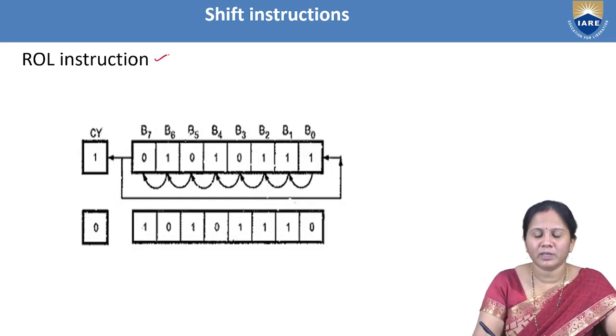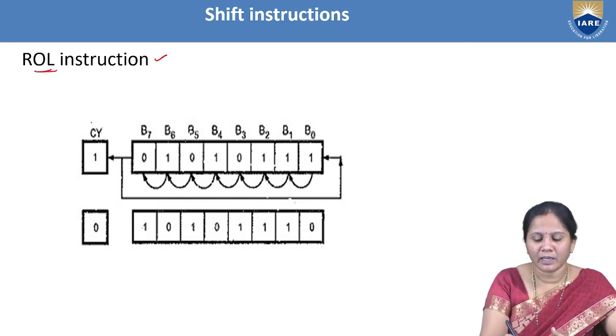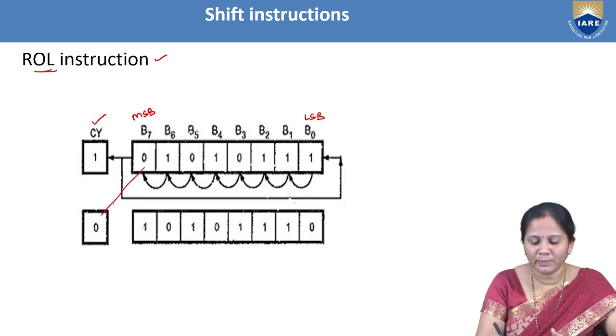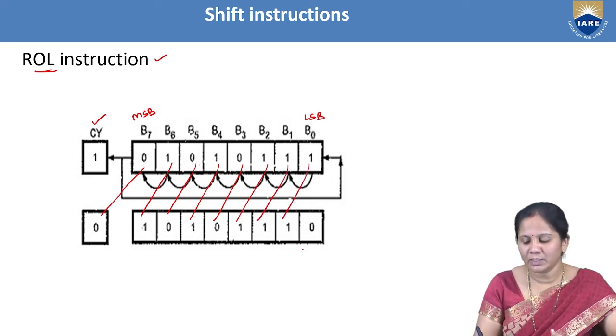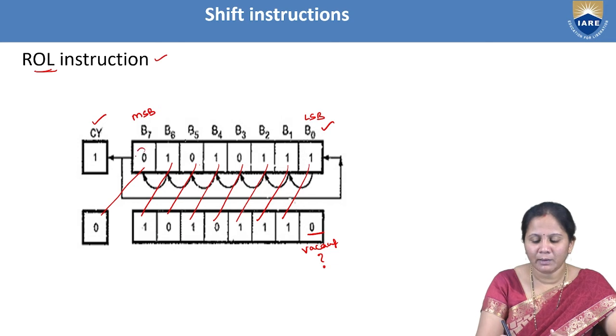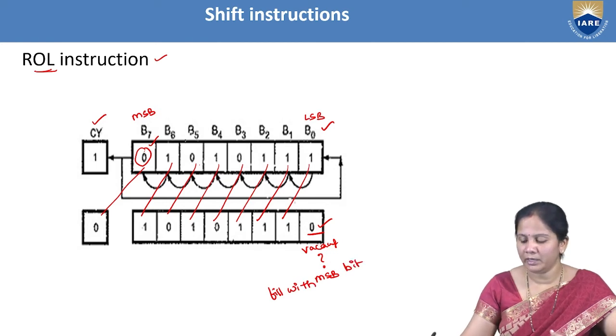Now, coming to this rotate left instruction, it is the same as the previous one, but it will be rotated towards left. Since this is rotate left, the carry bit will be at the left side. Here B0 represents the LSB and B7 represents the MSB bit. When this ROL instruction is executed, this 0 will be coming here. So this is 1, 0, 1, 0, 1, 1, 1. After this, the LSB bit will become vacant. With what bit do you have to fill this vacant bit? This vacant bit should be filled with the MSB bit. In this example, the MSB bit is 0, so it is filled with 0. The vacant bit should be filled with the MSB bit.